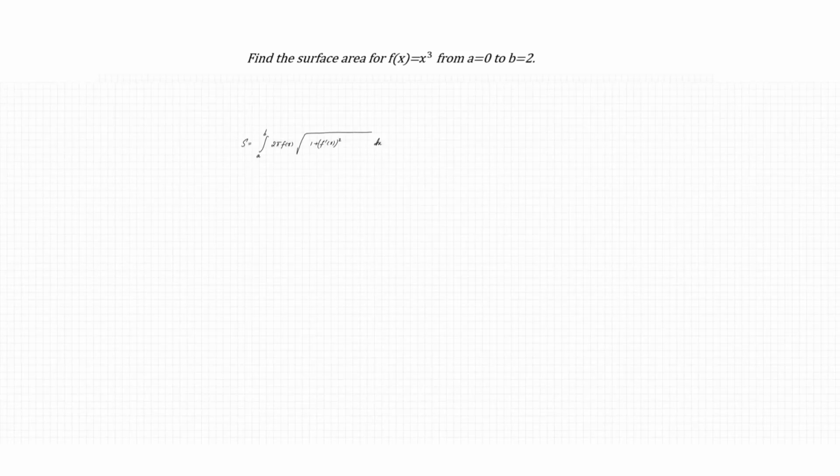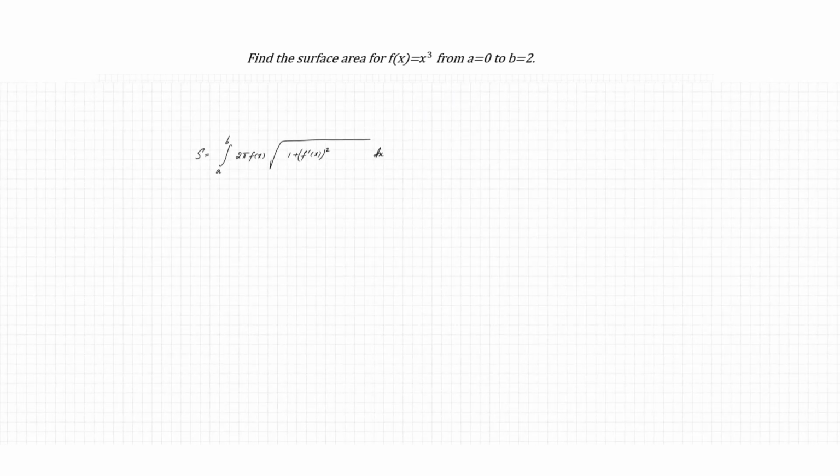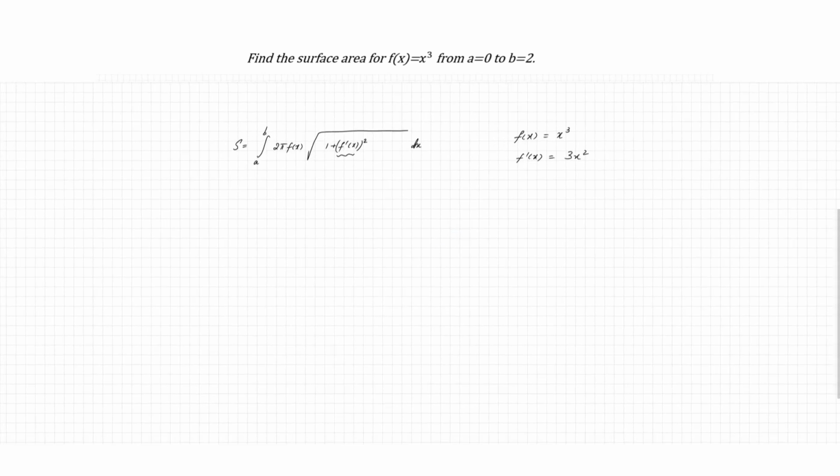Now let's find the surface area of the function f of x equals x cubed from a to b, that is 0 to 2. To begin with, we have the formula of the surface area of a solid by revolution around the x-axis. According to our question, we have f of x equals x cubed. We need f dash of x, so that's the first derivative of our function, which is given by 3x squared. We have a equals 0, b equals 2.